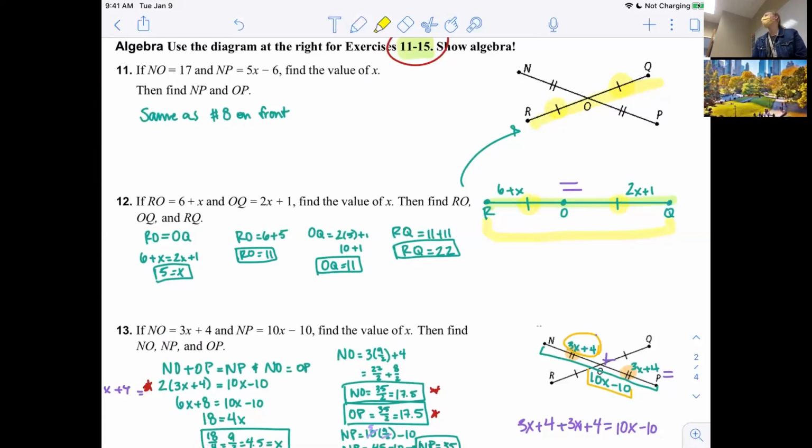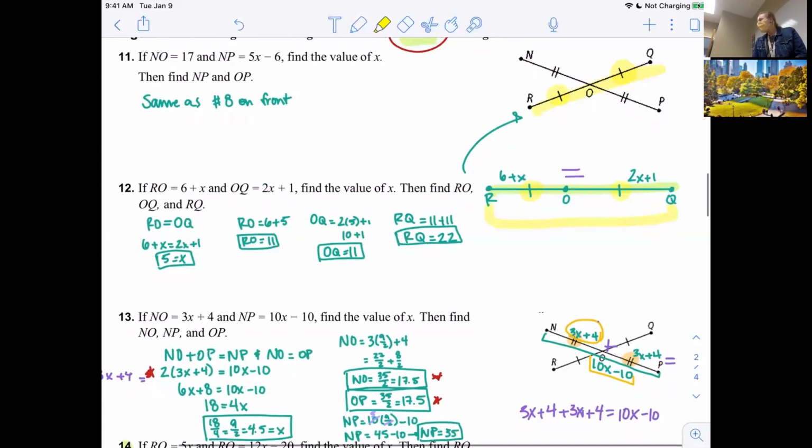Good. Quenna? On number 13, will there be a lot of this decimal? I don't know if there'll be a lot, but I did this to show you that you could have a decimal. And then you did something funny to make sure that you didn't have a decimal, right? So you may have decimals.